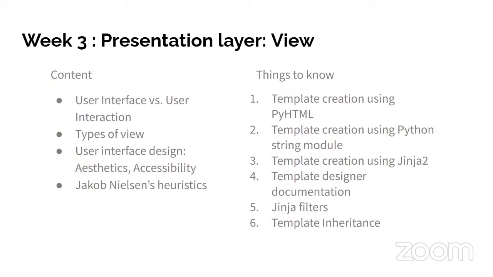Then we talk about Jakob Nielsen's heuristics. These are not exactly rules, but suggestions made for a conventional user interface design. Following those principles, we can have a very good interface design. Does it mean that we have to follow them every time? Definitely not. But that is something like a convention that we should follow. Now these are some theoretical aspects of week 3.